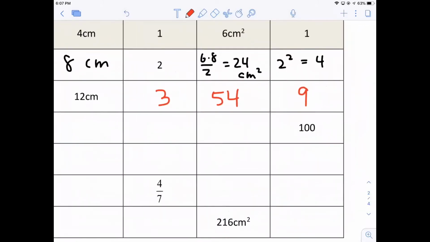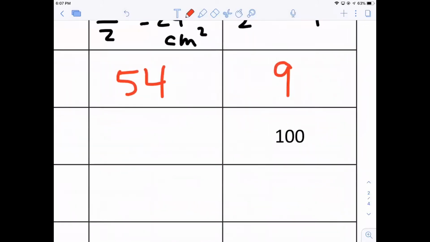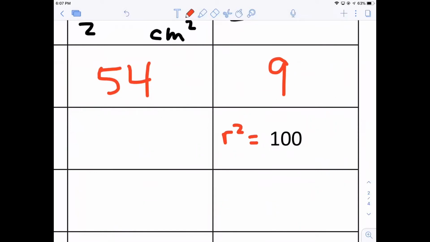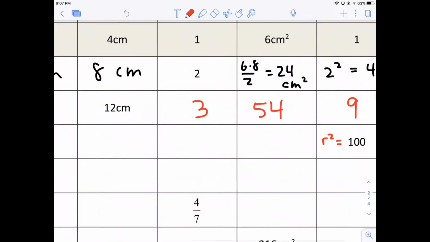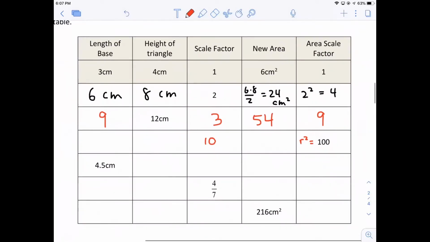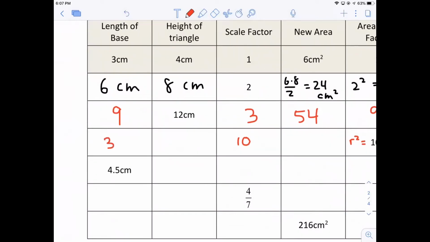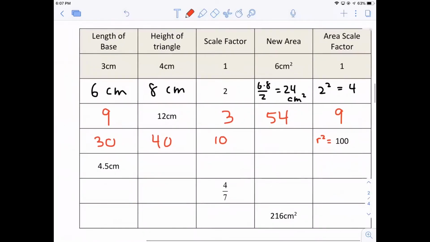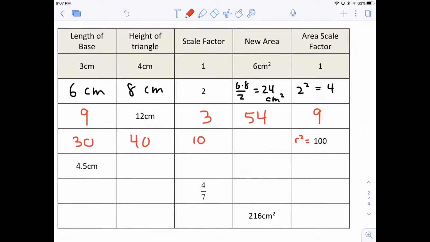If I'm just given the area scale factor, well, I know r squared is 100, which means my scale factor for the side lengths is going to be 10, the square root of 100, which means this is 3 times 10. It's going to give me 30. That's 4 times 10. It's going to give me 40. And 30 times 40 divided by 2 is 600. And you can see that's 6 times 100. Right, gives me 600.